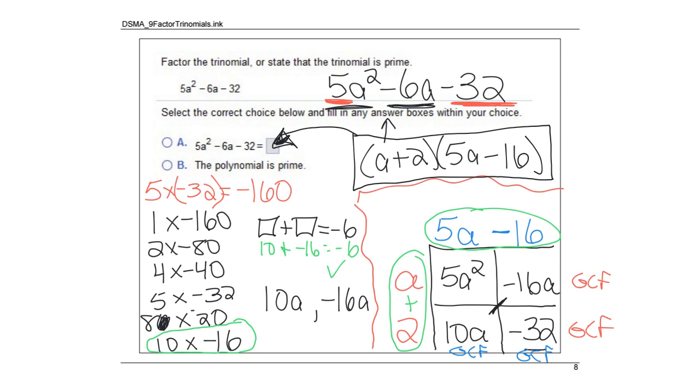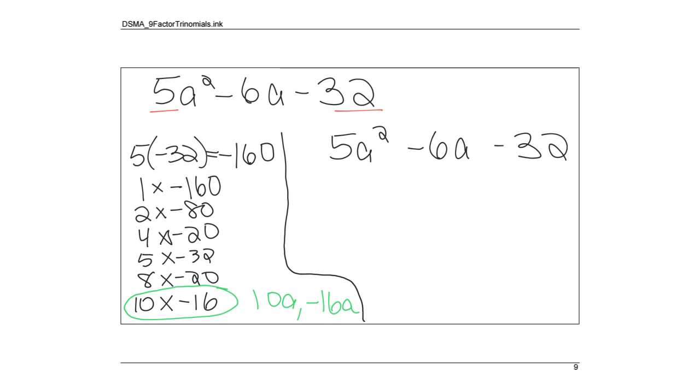Okay, so I'm going to do the same problem for you, but instead of the box method, this was the box, I'm going to go ahead and do the AC method. So this is the same problem as the slide right before. It's 5a squared minus 6a minus 32. So I looked for greatest common factor first, couldn't find one. So that meant that I had to multiply the 5 in the front times the negative 32 on the back end. And so that was this. That gave me negative 160.